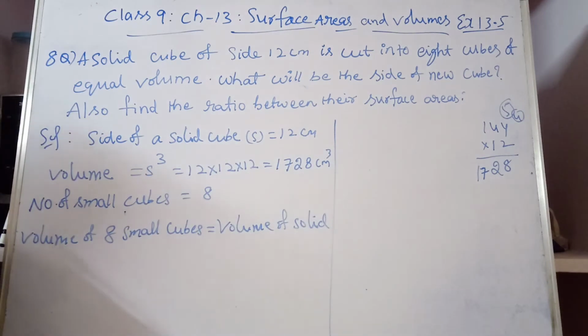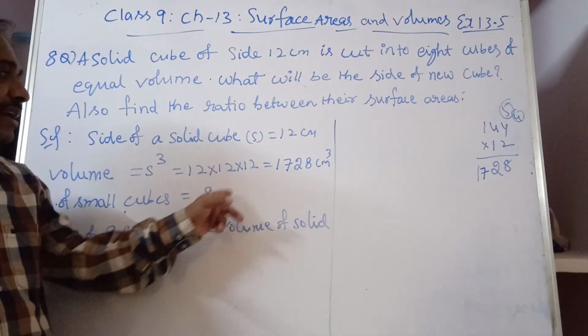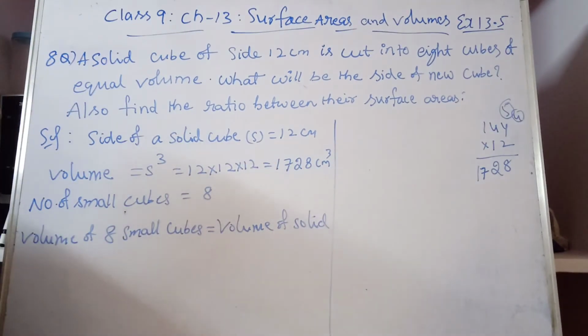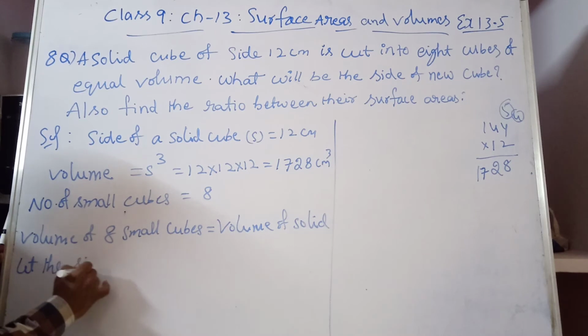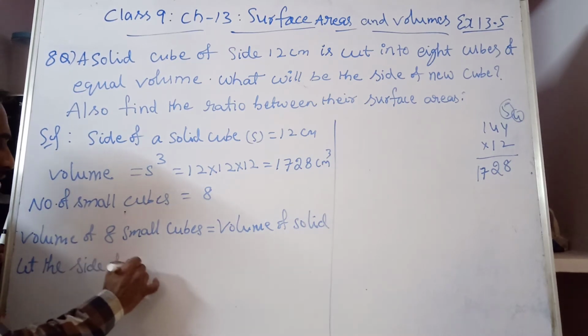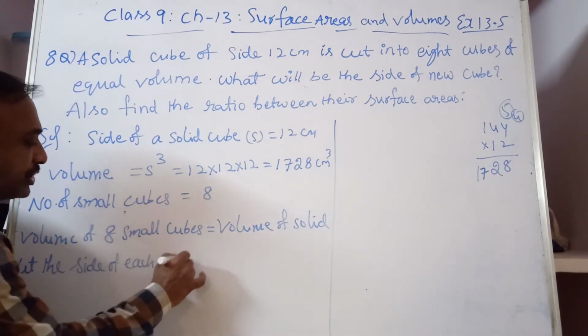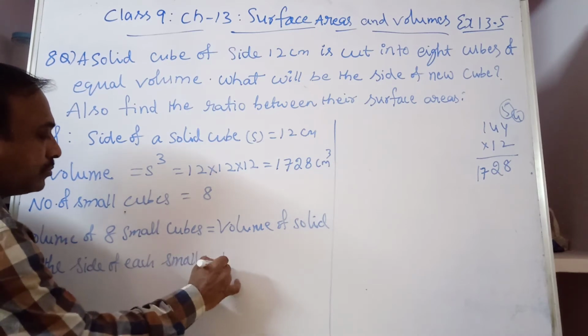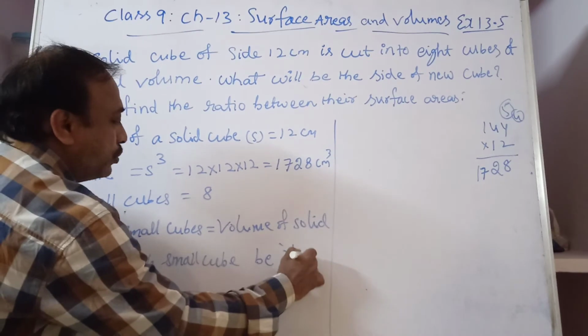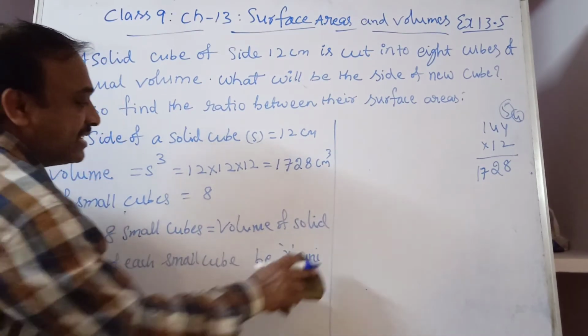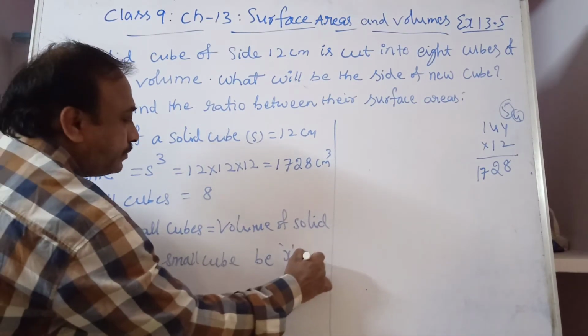Volume of solid. What is the solid? That is a cube. 1728 we got. Let the side of each small cube be x units or x centimeters.